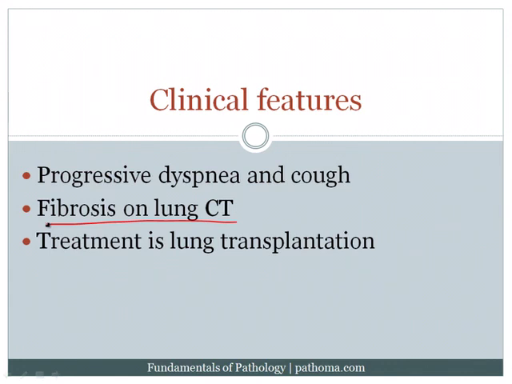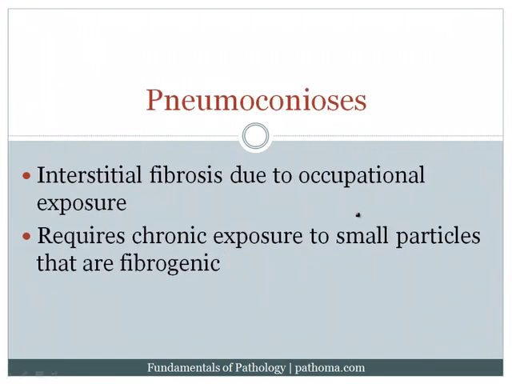Now, there's no way to remove this fibrosis, and so the treatment is lung transplantation. And that's because we have no way of removing the fibrosis. Another disorder that could result in interstitial fibrosis is called the pneumoconiosis. Pneumoconioses are basically disorders in which you get fibrosis due to some occupational exposure that then activates the macrophages to lay down fibrosis. Let's start with small particles.